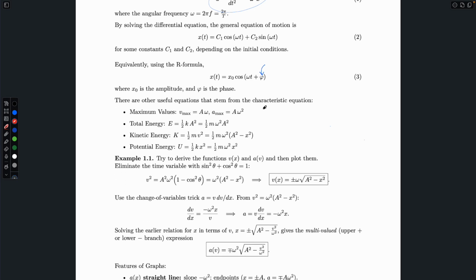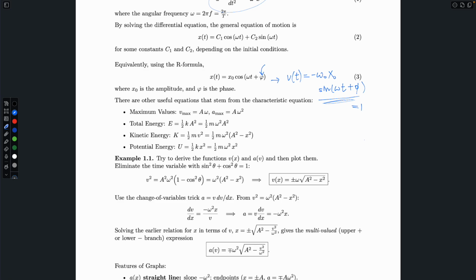And then there are a few other results that you can derive yourself. These are quite useful. The way you derive them is you just plug in the max and minimum of cosine and sine. For example, if we know that x is x naught cosine omega t, then equivalently v as a function of time would be negative omega naught x naught sine of omega t plus phi. So if you plug in the maximum value of sine, which is equal to 1, then you will get the maximum velocity equals the frequency times the amplitude. You can derive these yourself, and it's quite useful to remember.